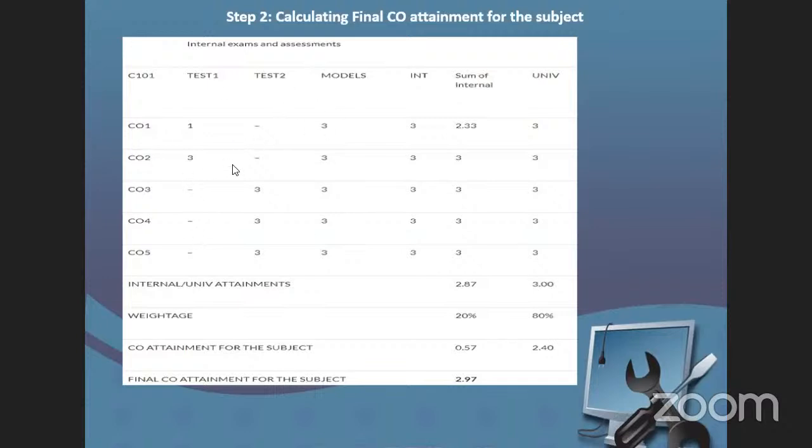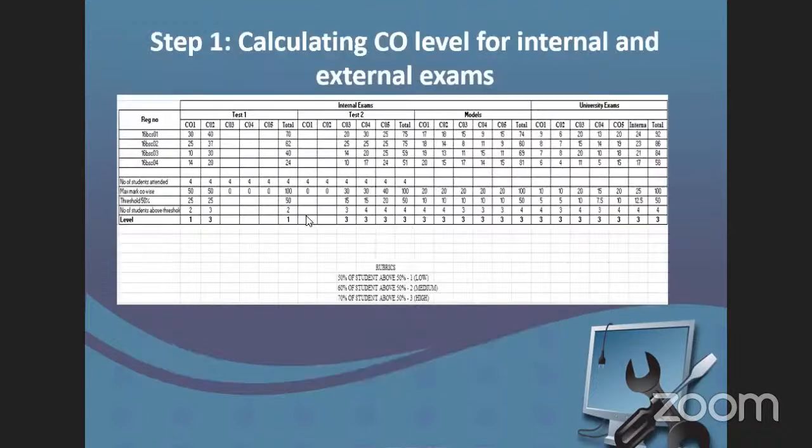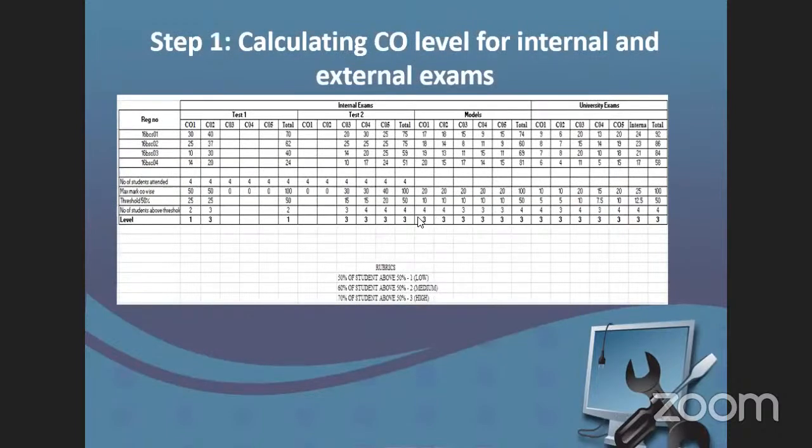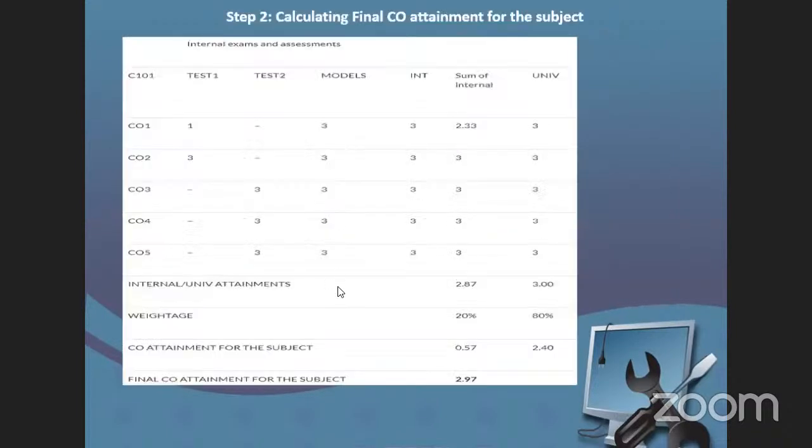Similarly for test 2, there is no CO1 and CO2. For CO3 it is 3, 4, 5. It is 3, 3, 3. Similarly for model exam, it is all 3. So what is this internal?